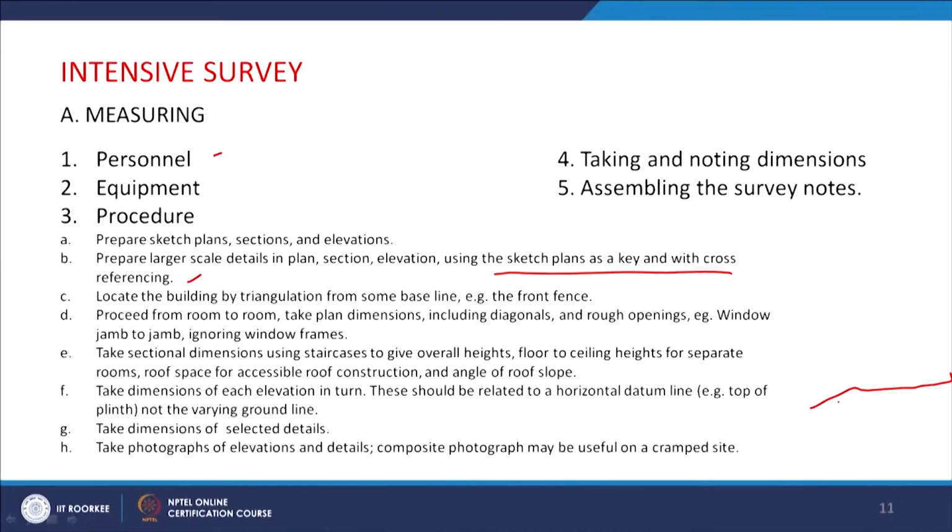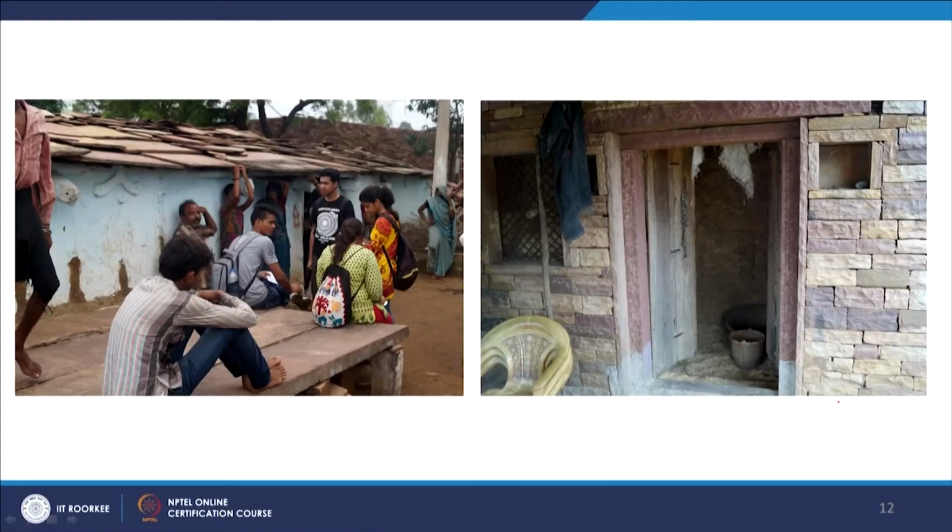Now the fourth aspect is taking and noting dimensions, assembling the survey notes. Parallelly, I would like to show what student exercises we did. We took them to Chanderi, the rural part of Chanderi, where the whole construction is only stone. We divided them into big groups, and each group took up one small village. Each group measured the drawings, and within each group we divided into subgroups of 2-3 people, and each person had to document a few houses.